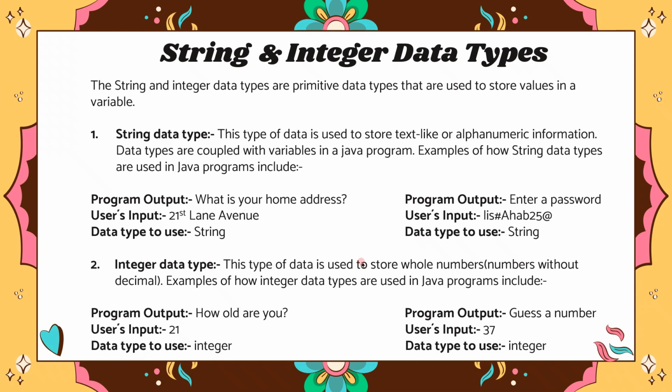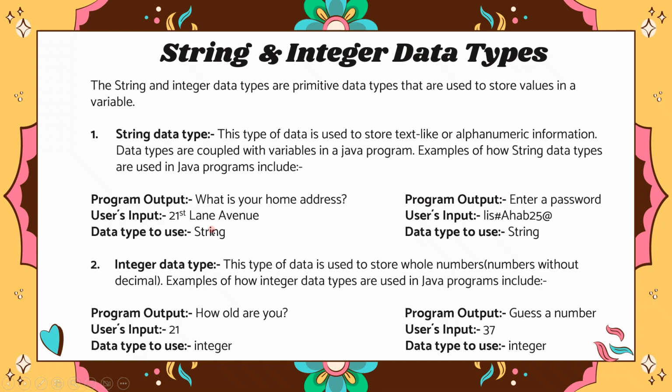It says, asking the user the question of, what is your home address? So if this question is displayed on the user screen, the user would have to enter their home address. So imagine that the user enters this, 21st Lane Avenue. So what kind of data is this? This is what we call string data. Why? Because it's made up of numbers and letters together, so it's alphanumeric. And alphanumeric-like information is stored as a string data type.